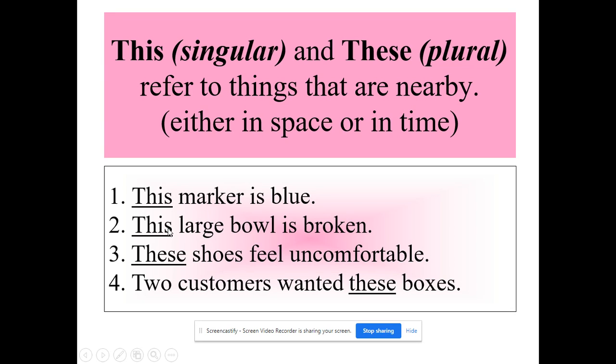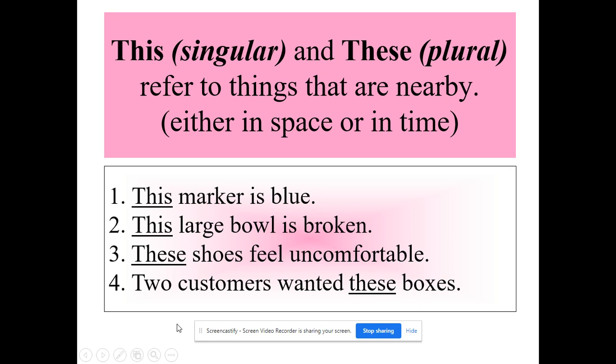So demonstrative adjectives usually come right before the word they modify, but it's not necessarily going to be immediately right before the word it modifies. Sentence number three, we have a plural situation. We have these shoes feel uncomfortable. The word these, you're referring to shoes that are close to you. These shoes, so it's modifying shoes. Two customers wanted these boxes. So again, the word these is referring to boxes.